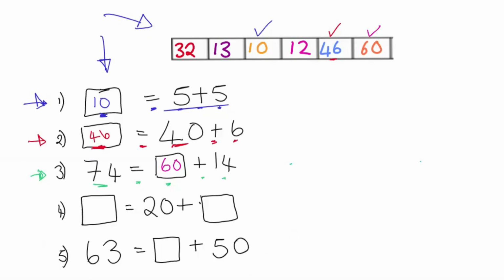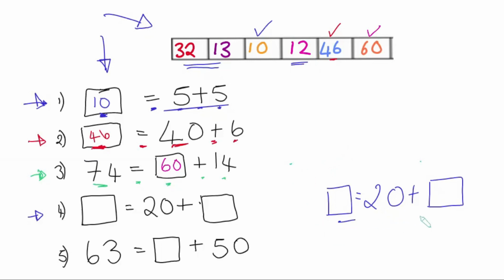Alrighty, here we go. We're going to do another one. Now this one, we're going to do number 4. This one reads: something is the same as 20 plus something. Now remember, we have to use these numbers that are left. Okay, we can only use these numbers that are left. We can't use any more.